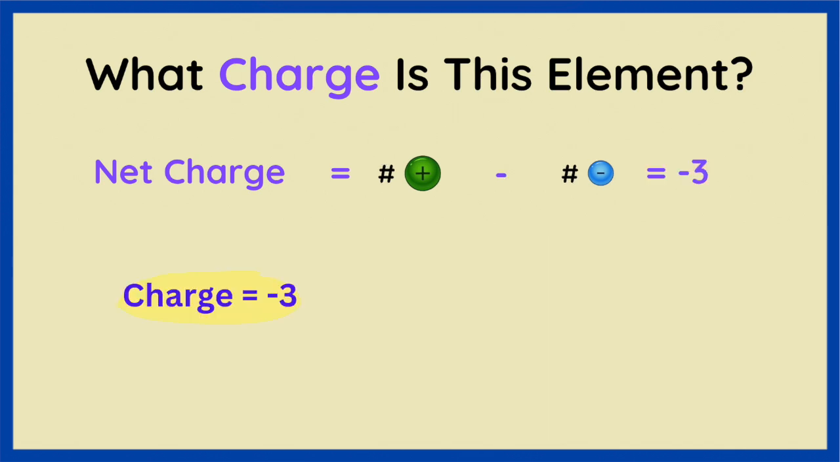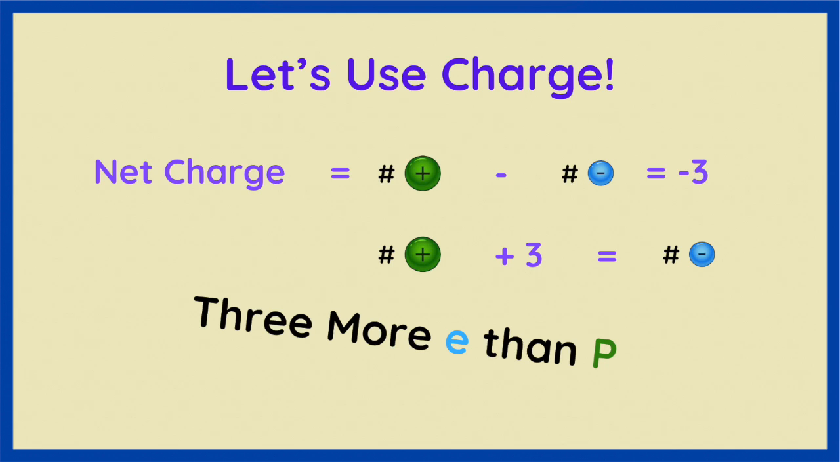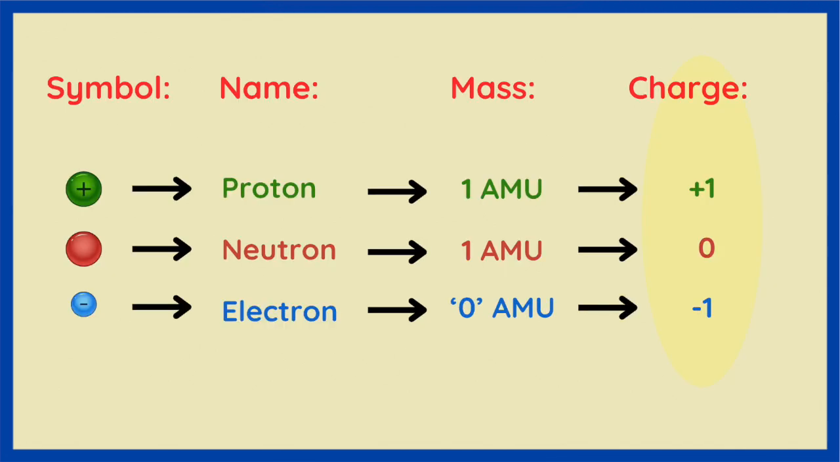Interestingly, the question already gives us the charge of our element, -3. Using the fact that net charge is literally a mathematical equation, we can rearrange this, and we realize that there are 3 more electrons than protons. And that makes sense, because if protons are +1 and electrons are -1, electrons are going to be more plentiful if we have an overall negative charge.